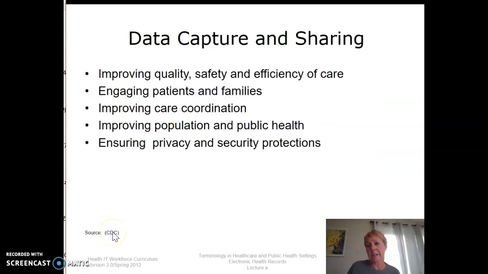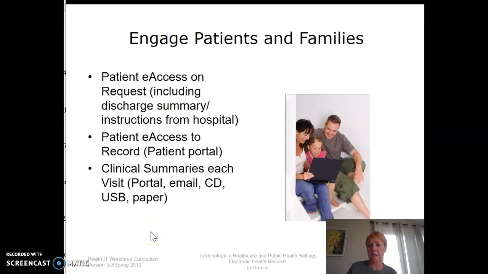They also talked about data capture and sharing to improve the quality, safety, and efficiency of care. One thing ARRA really wanted to do was get patients involved in their care and let patients be informed of what is happening with their care. They also wanted to improve coordination among providers. They wanted to improve public health, but they also wanted to make sure that a person's privacy and security was protected.